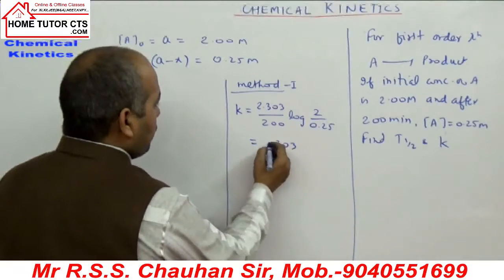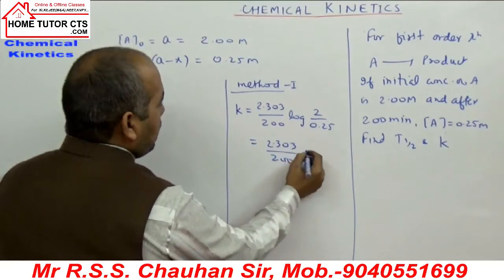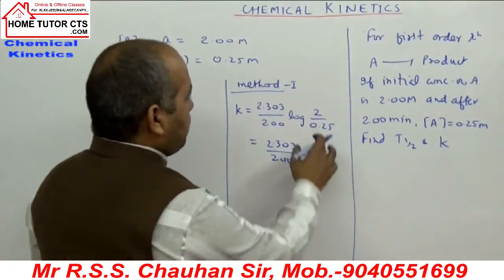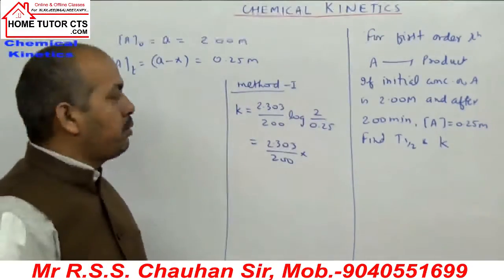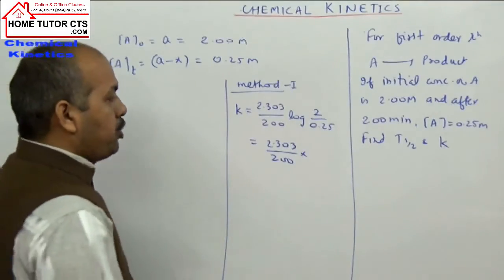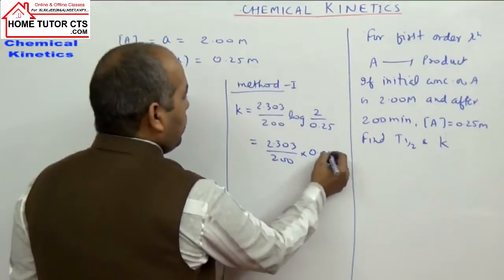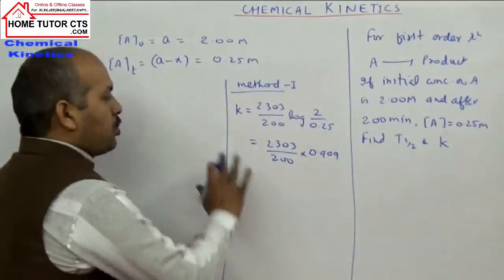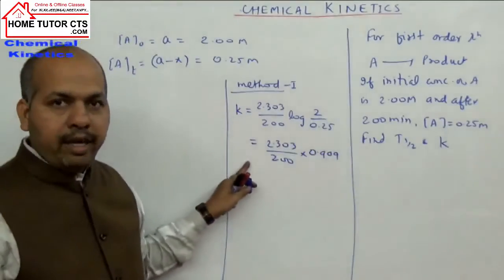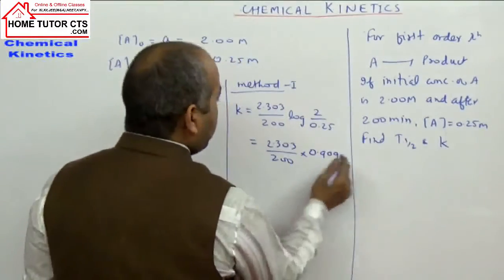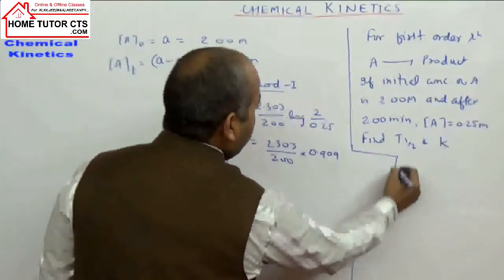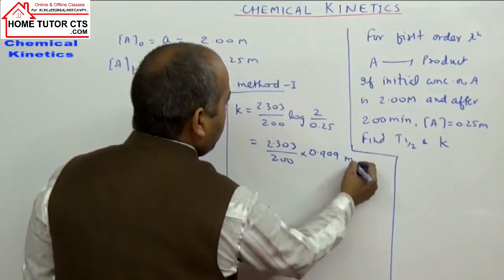2.303 by 200. What is the log? 8 times. What is log of 8? 0.9090. On taking log and solving from here, we will get the K value. What units will this K have? Time is taken in minutes, so this K will come in the units of minute inverse.